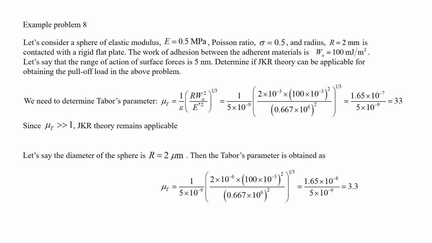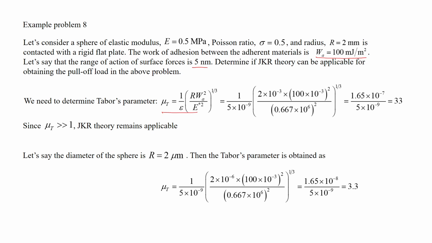So, now let us take this problem to explain this matter a little better. Let us consider a sphere of elastic modulus 0.5 megapascal, Poisson ratio 0.5, radius 2 millimeter, contacted with a rigid flat plate. The work of adhesion between the adherent materials is 100 millijoule per meter square. Let us say the range of action of the surface forces is 5 nanometer, it can be a little more than that actually. Determine if JKR theory can be applicable for obtaining the pull-off load, in essence the mechanics of this contact. So, we need to estimate the Tabor parameter here.